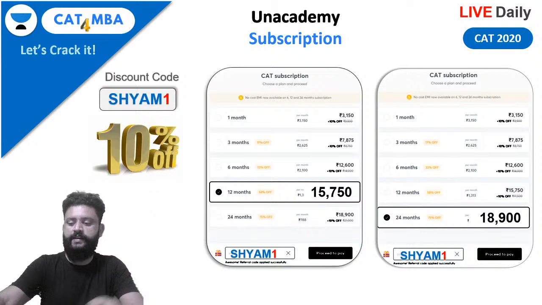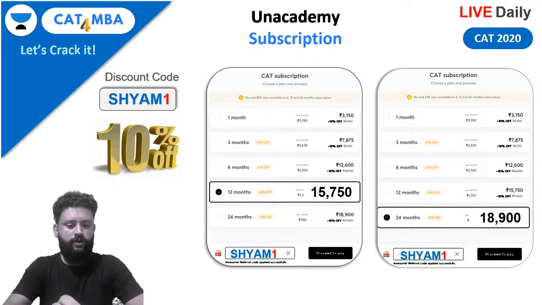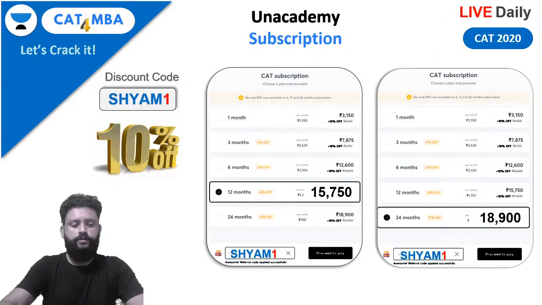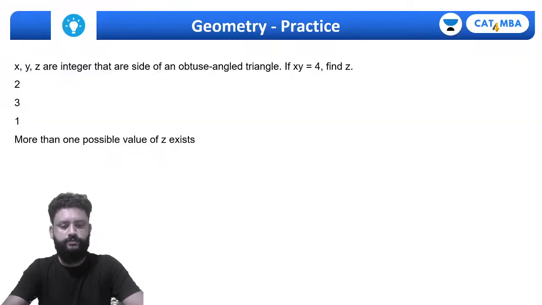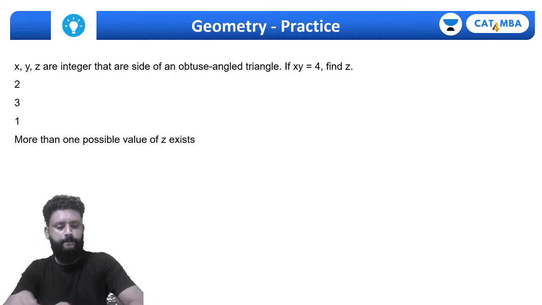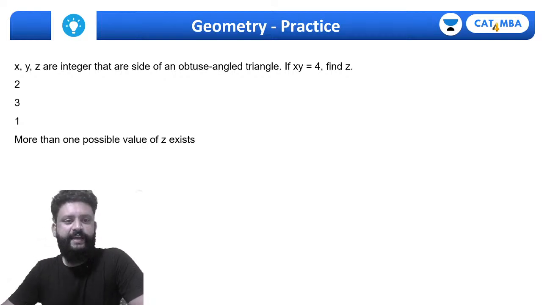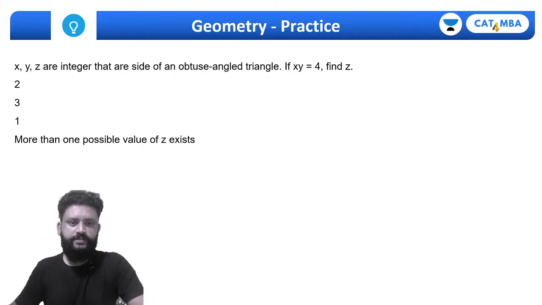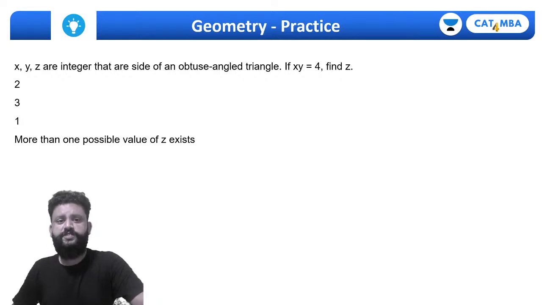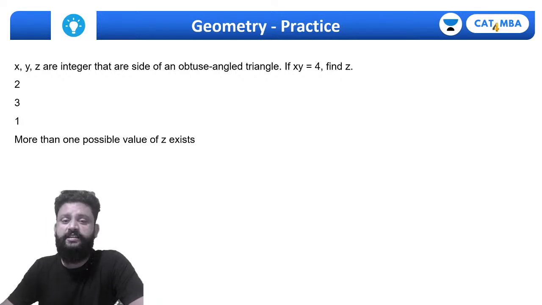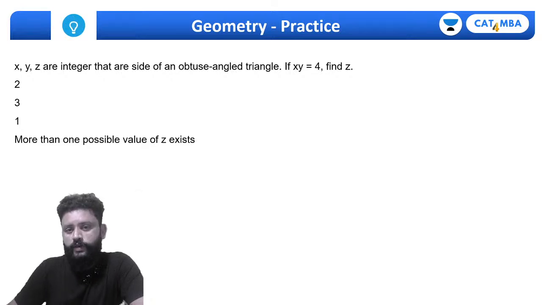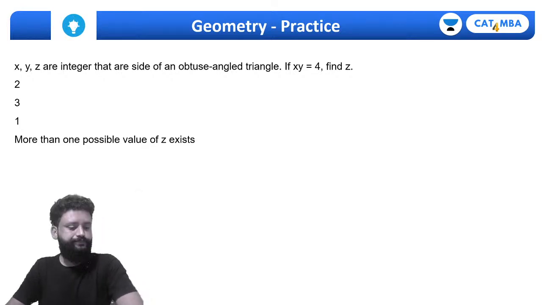So let's begin, guys. Hopefully all of you are ready. Let's start. So here's the first question. x, y, z are integers that are sides of an obtuse angle triangle. So if x into y is 4, find the value of z.